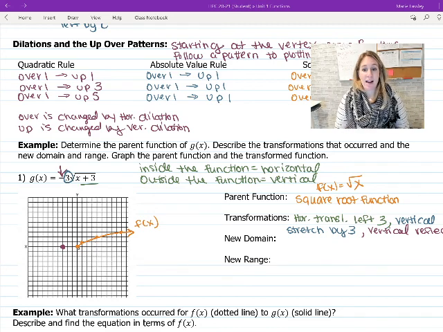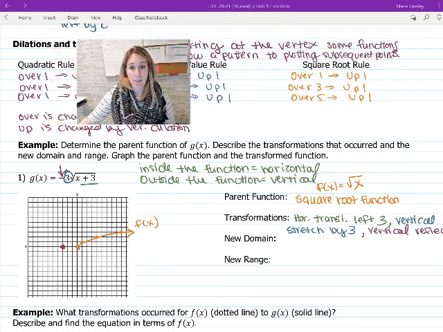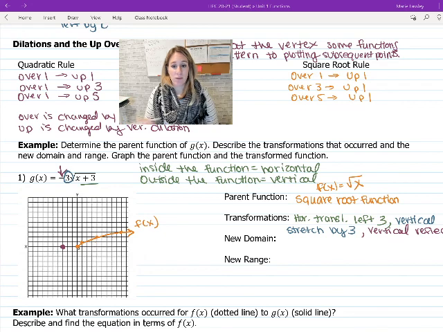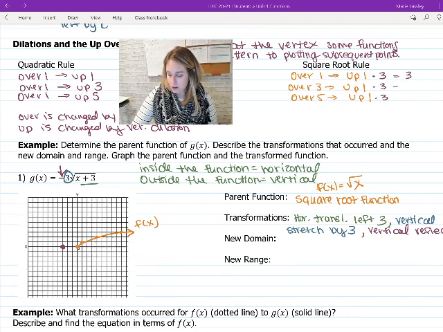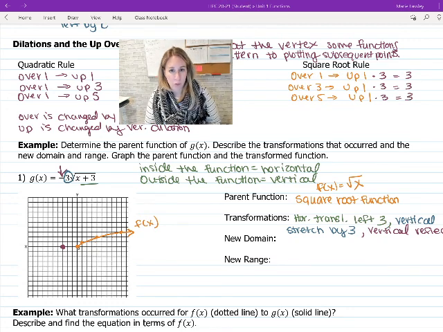All right, and I also have this vertical stretch by 3. So we have a square root function right here. For this one, we are multiplying all of our vertical values, so our up values, by 3. So I'm just going to times 3 here, times 3 here, times 3 here, which is going to be 3, 3, 3. Now I can use this up over rule to figure out the rest of my points.